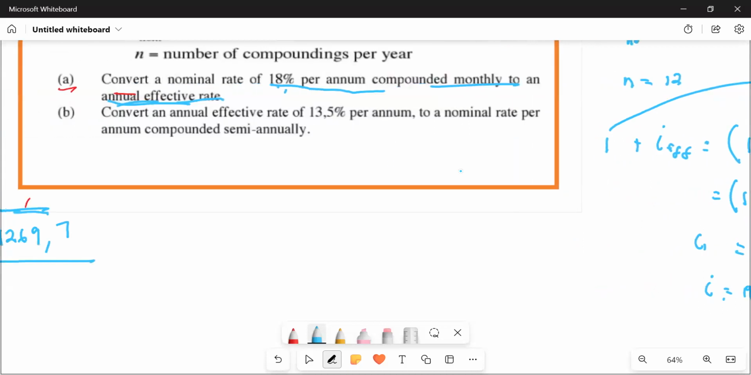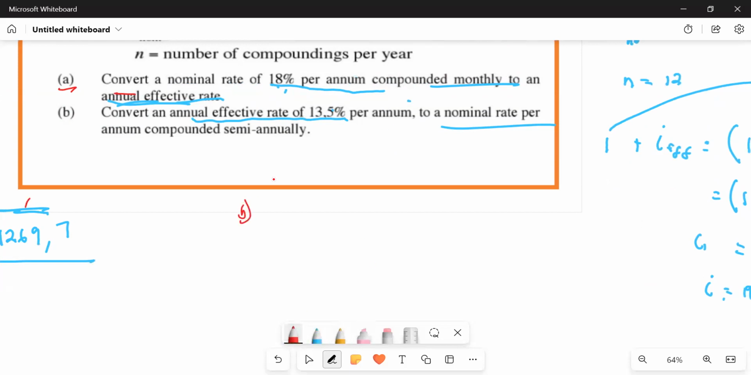Now, what else should we know then? We should also know how to convert an annual effective interest rate to a nominal interest rate. So actually, we know how to convert a nominal interest rate to an effective interest rate. So number 2, number B, let's convert this one. What are we given here? They say we convert the effective interest rate, which means this is I effective. Our I effective is going to be 0.135, like this. And then what is our N?